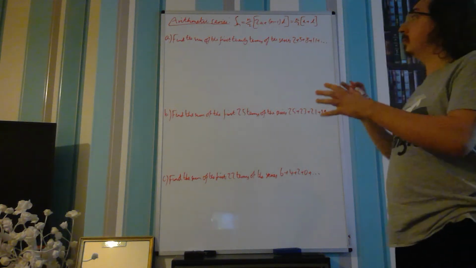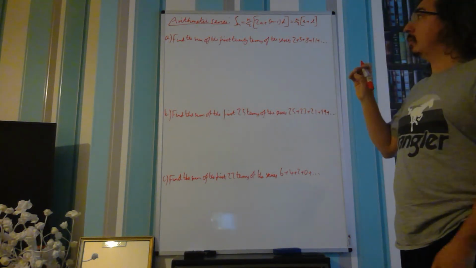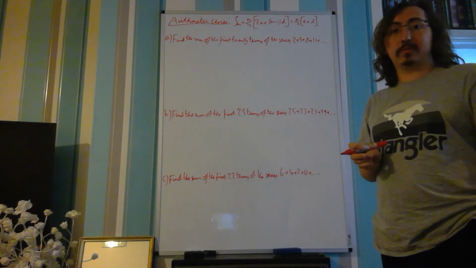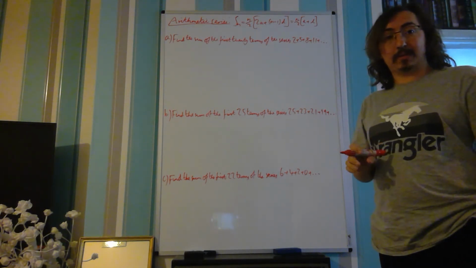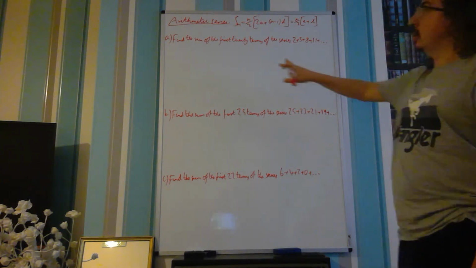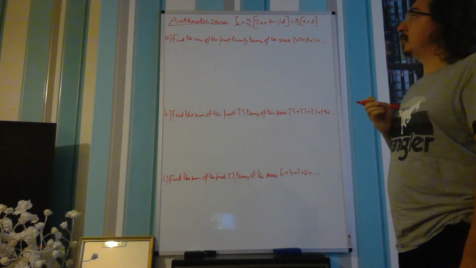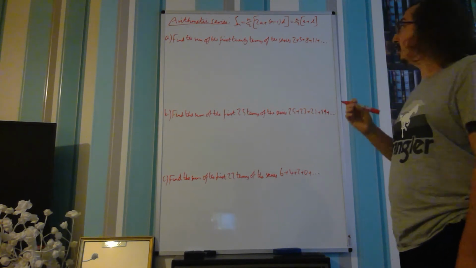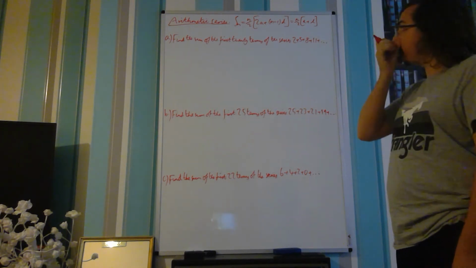For this problem, we're going to look at a series of questions where we're going to use the summation of the first n terms of an arithmetic series. So part A says find the sum of the first 20 terms of the series 2 plus 5 plus 8 plus 11 plus so on.